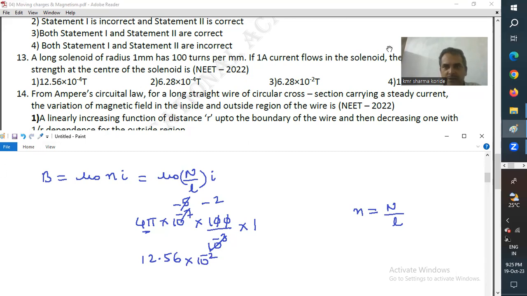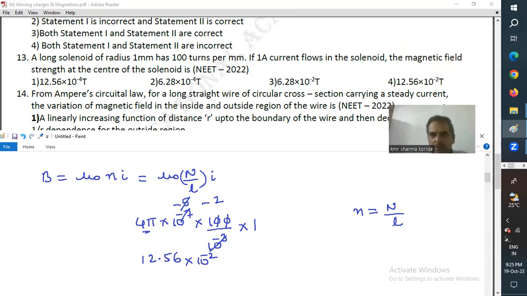So we'll have to check the answer. Yeah, 12.56 into 10 to the power of minus 2. So last option is correct. Moving to the next question.